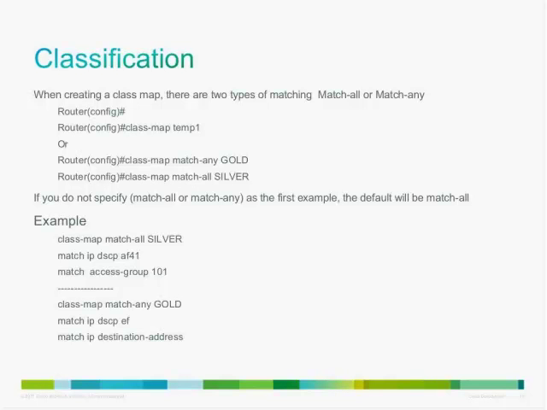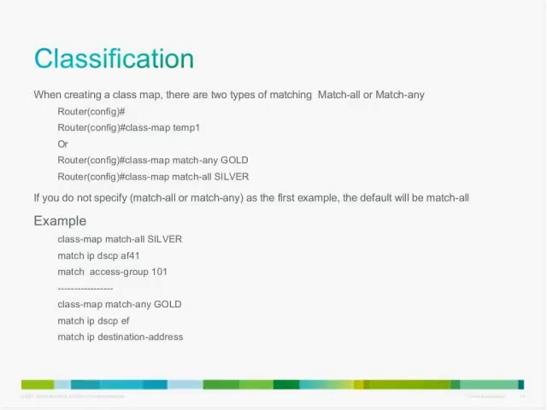With classification, our intent is to classify the interesting traffic, and then mark it or police it depending on what we want to do with that particular class. In the class maps, there are two things we want to note. First is match any and match all.